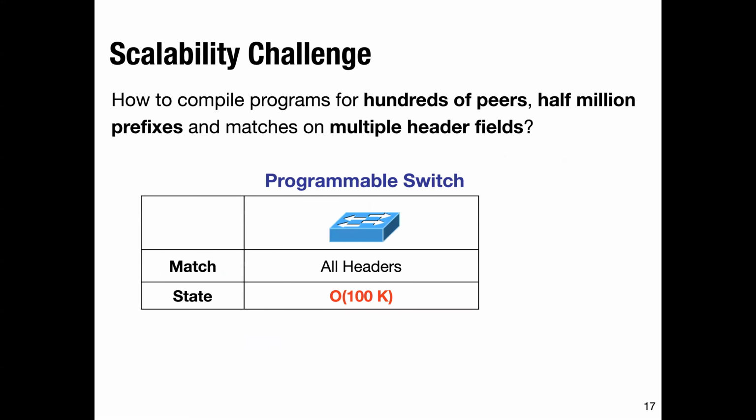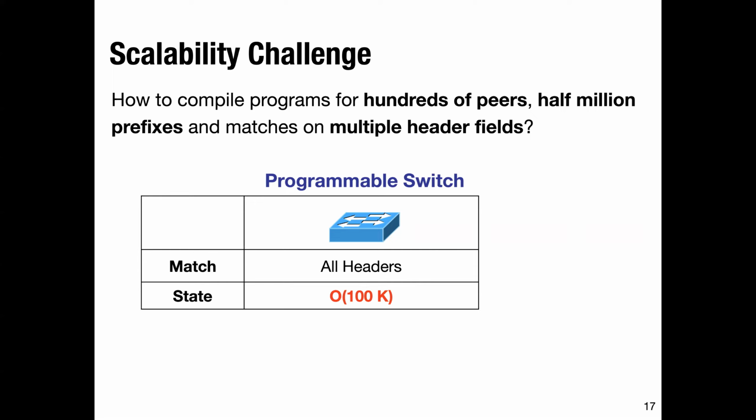And the question is, how can we compile these programs for hundreds of peers and 500,000 prefixes, matching on multiple header fields? Let's try to revise what type of resources we have here. At the exchange point, we have replaced the conventional switching fabric with a programmable switch. It can technically match on all headers, but it has limited state, right? And you can intuit this from the fact that because you're being flexible in terms of how many fields you can match on, that has a direct impact, with the same cost, on the number of entries that you can have, right?